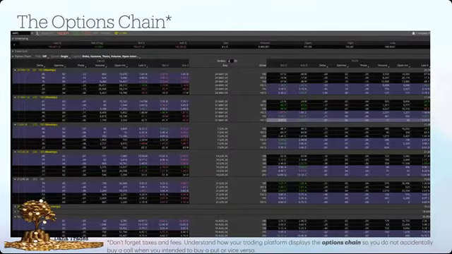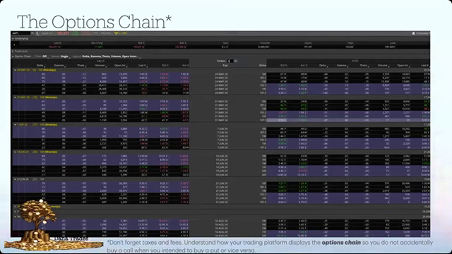Now let's take a look at an actual options chain, which is simply a listing of the options contracts available on an underlying stock. In this case, we're using Apple. Many brokerages use the options chain to show the options trader the available contract strike prices, expiration dates, as well as other information she may find relevant in choosing her contract.